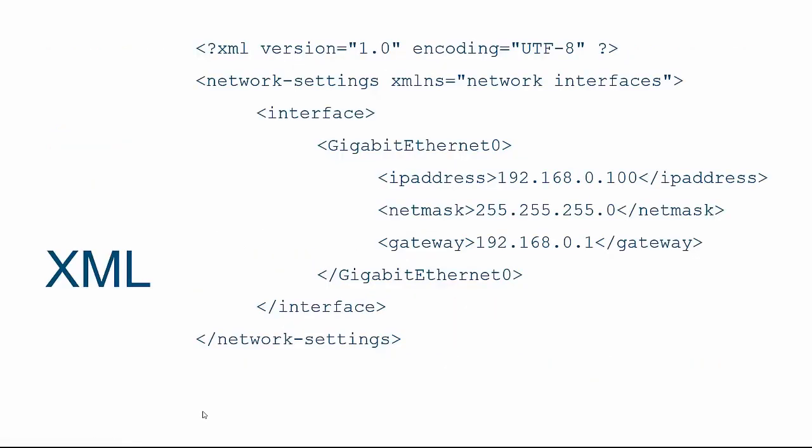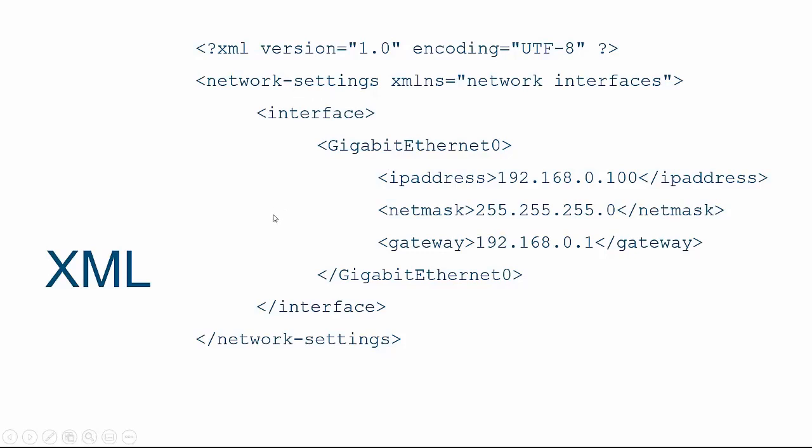Let's look at how the data is organized in XML. You have the data objects with the key IP address and the value pair 192.168.0.100. So this is a key value data object. The net mask and the gateway are all data objects with key value pairs. These three objects are part of the Gigabit Ethernet 0 object. The Gigabit Ethernet 0 object is part of the interface object, and the interface object is part of the network settings object.